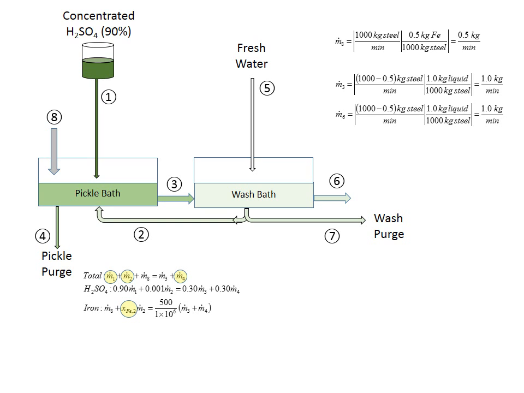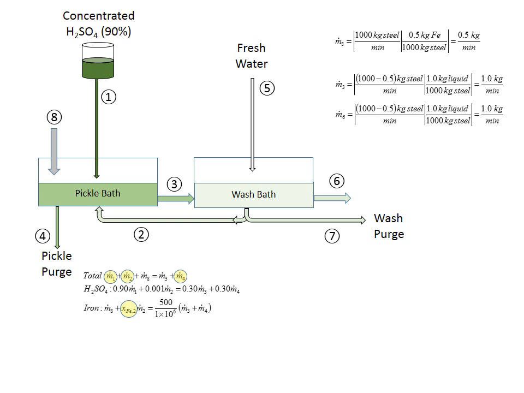Let's look at our unknowns. We do not know the flow of m.1, nor do we know m.2 or m.4. And we do not know yet what the concentration of iron is in the wash bath solution that's being recycled. So we have a total of 3 equations and 4 unknowns. So at this point, we cannot solve the pickle bath uniquely.